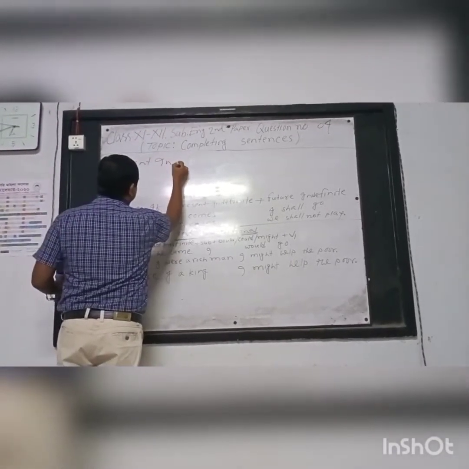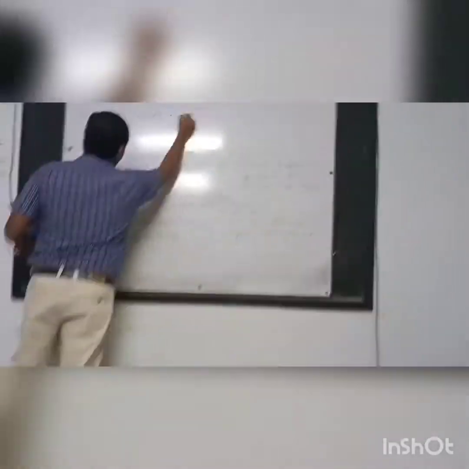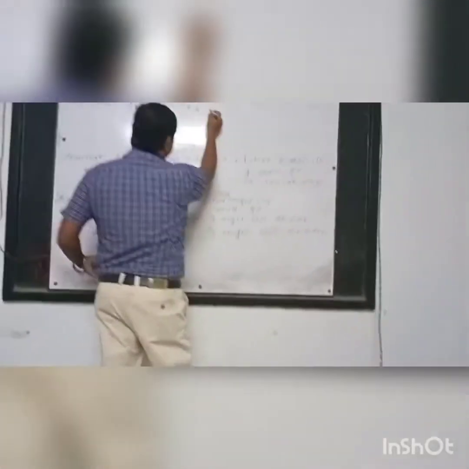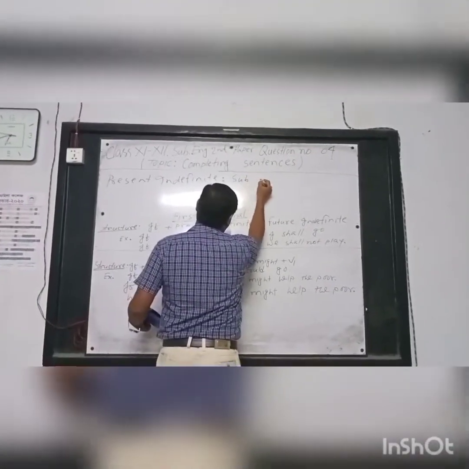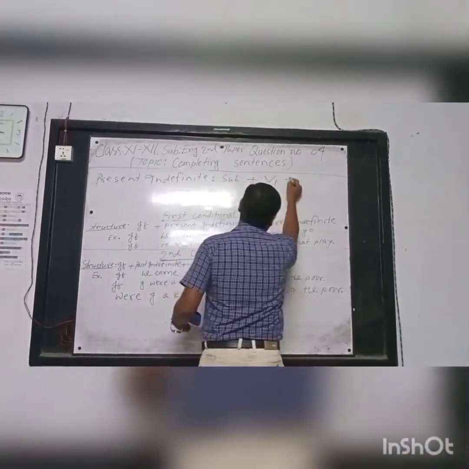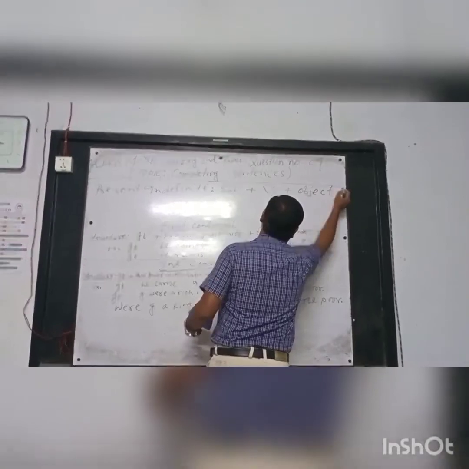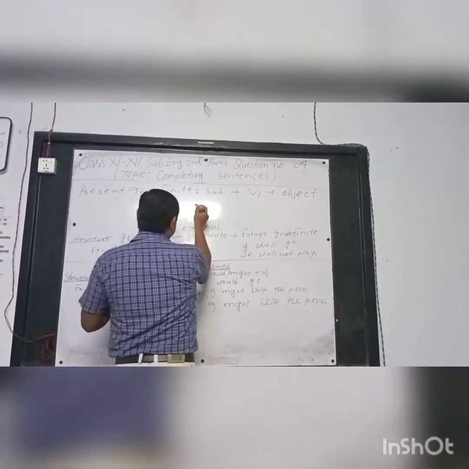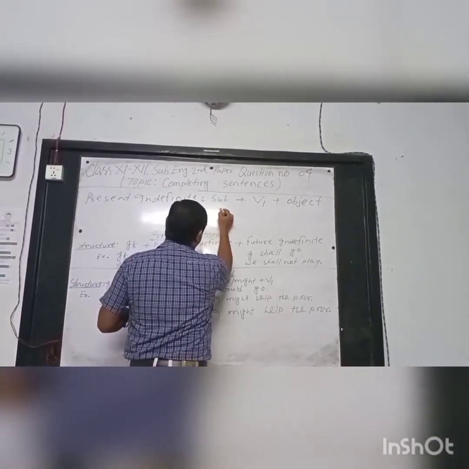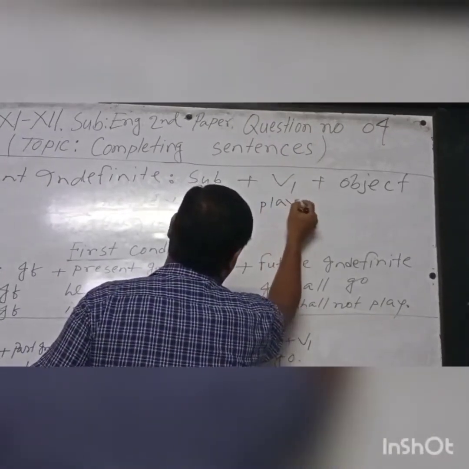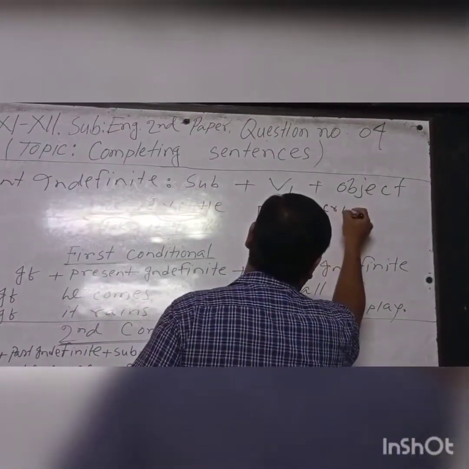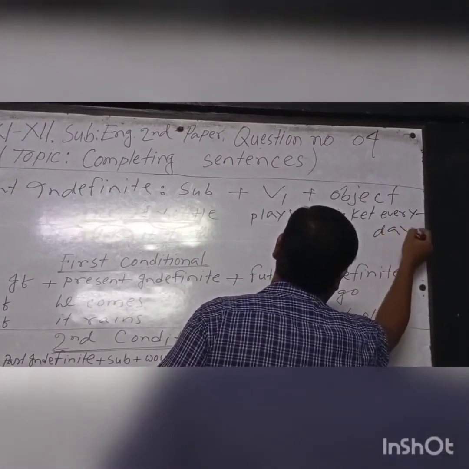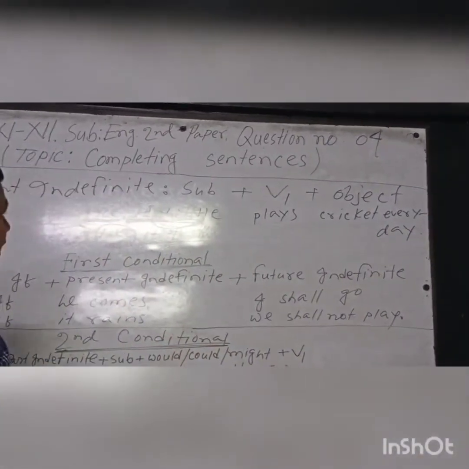Present indefinite. What is the structure? Subject plus V1 plus object. As for example, he plays cricket every day. He plays cricket every day.